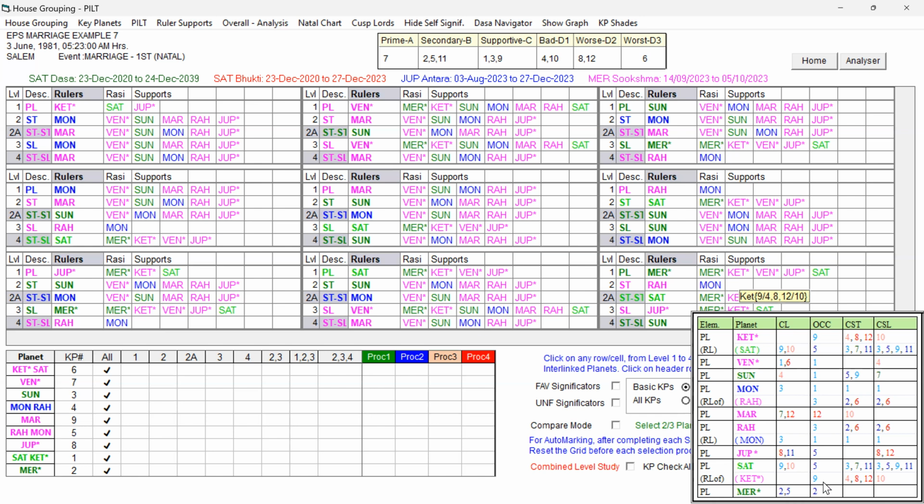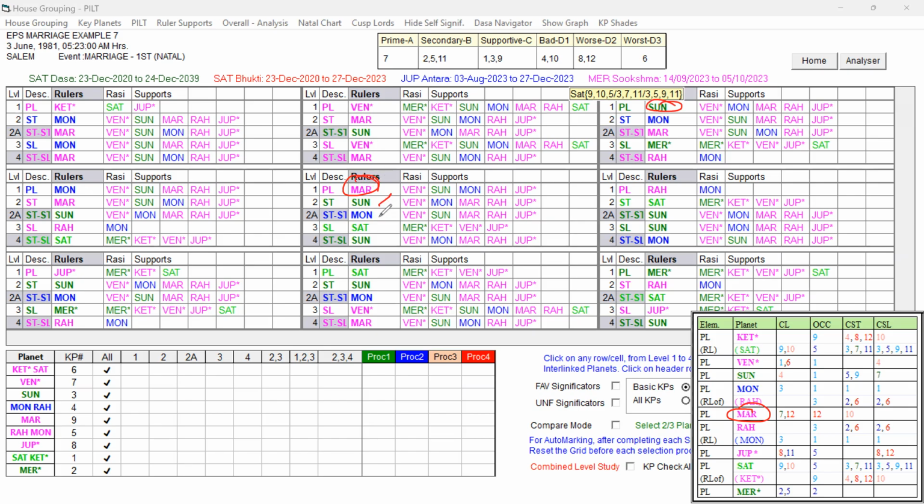Now let us check the destiny. The destiny planet is the 7th cuspal lord. The 7th cuspal lord is Mars and the 7th cuspal sublord is Sun. So let us examine both the planets, how far the unfavorable are present, and the destiny also we can check. Yes, Mars is the 7th cuspal lord and Sun is the 7th cuspal sublord.